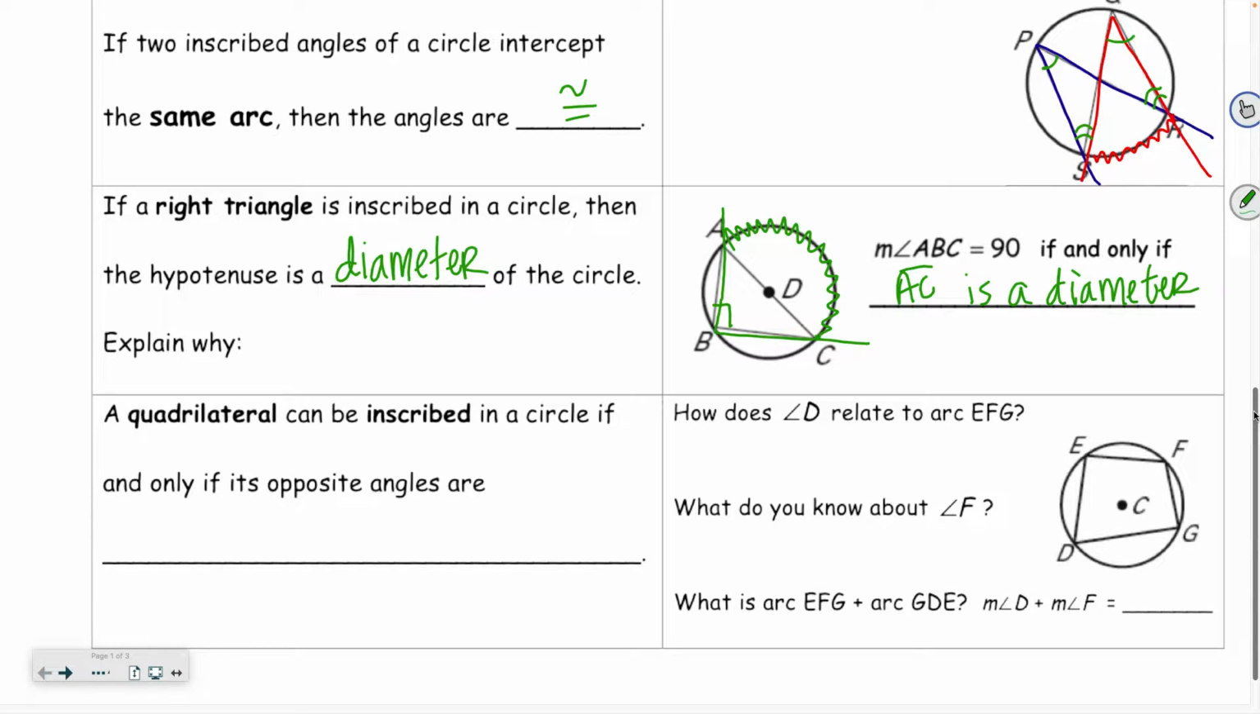Wait, I'm kind of confused on how you find the angle of AC, because then you say it's half, so it'd be 45. No, I'm only talking about 180. Angle ABC would be half of the semicircle, which is 180. So it's 90.